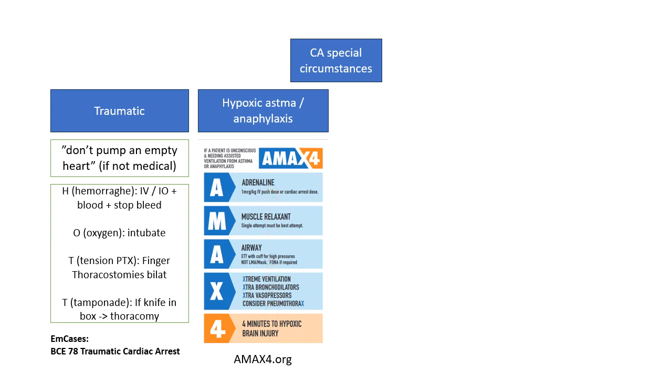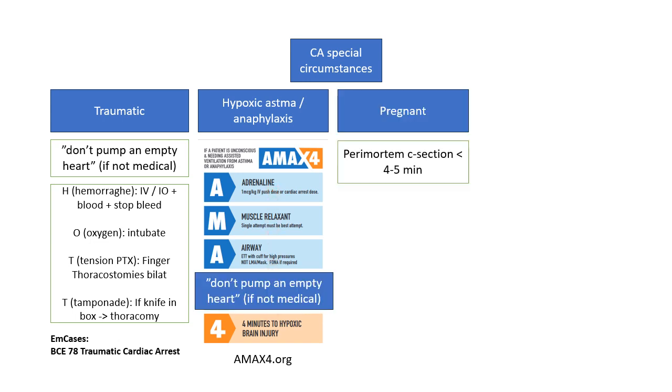All right. And here, as I said again, we're not compressing the chest. We're doing these things that are more important. If it's a pregnant patient, then you do a perimortem C-section within 4 to 5 minutes on mom's indication, not the child's. You do a vertical incision from the xiphoid until the suprapubic bone, and you go around. You don't go through the belly button because that's hard to cut through.